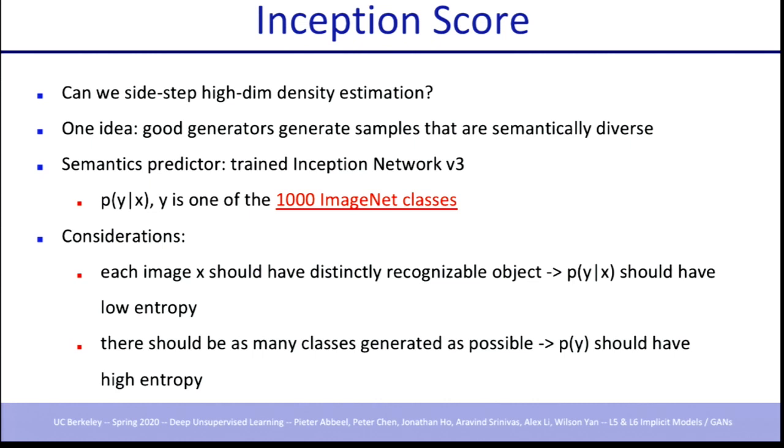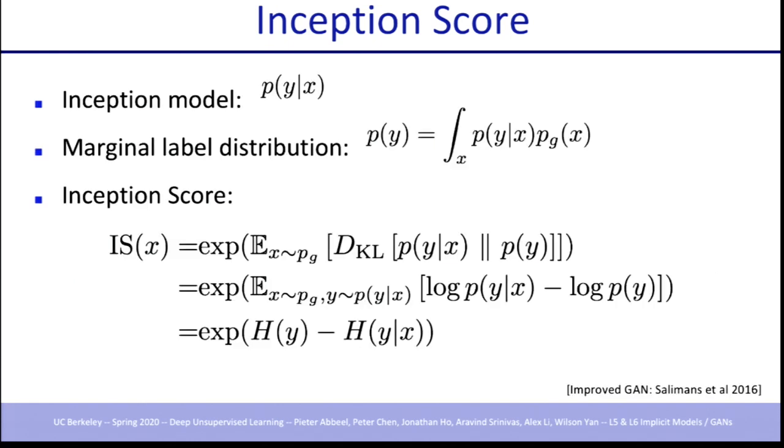And you should also generate all classes. It shouldn't be that you always generate the horses, because then you're not generating a very diverse sample set. So the high-level intuition: a classifier should have high confidence on the samples generated. That means they look a lot like the data distribution, which the classifier also has high confidence on. And the samples should belong to many different classes. So the Inception Score does exactly that.